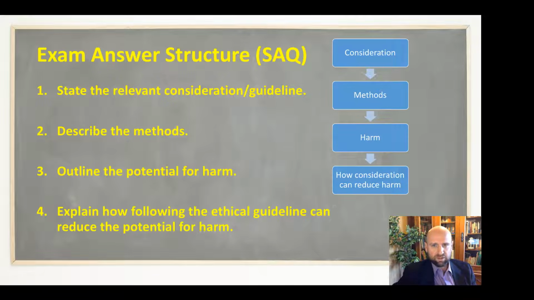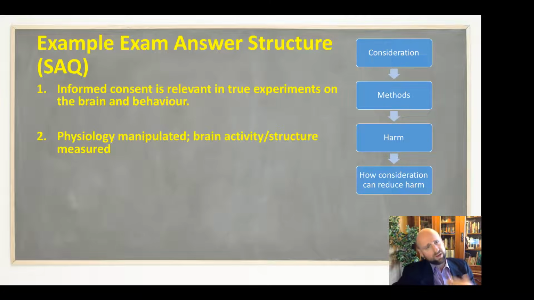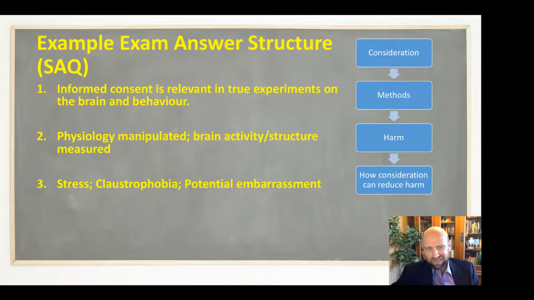This is going to give you a really good explanation, and then you would use a study to support your explanation. For example, informed consent is relevant to true experiments on the brain and behavior. Then I would describe the physiology. We manipulate the brain, we manipulate physiology, we measure the brain activity, maybe we measure the structure. We have to use things like fMRI. Then the potential for harm here is that this could be stressful.